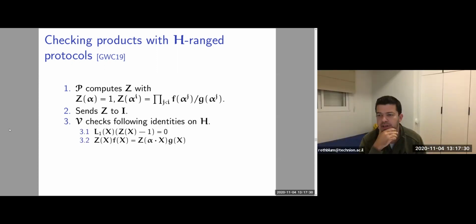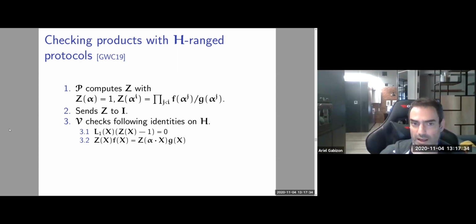So do you interpolate to get a polynomial? Yeah, the prover will interpolate to get this Z.